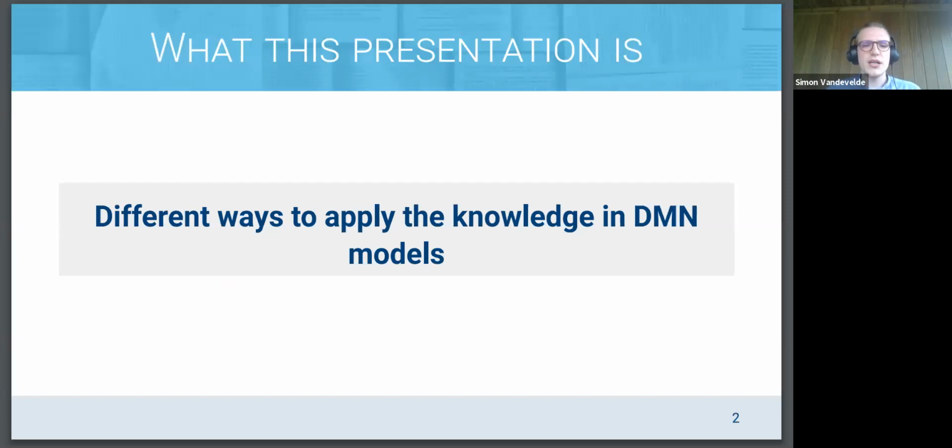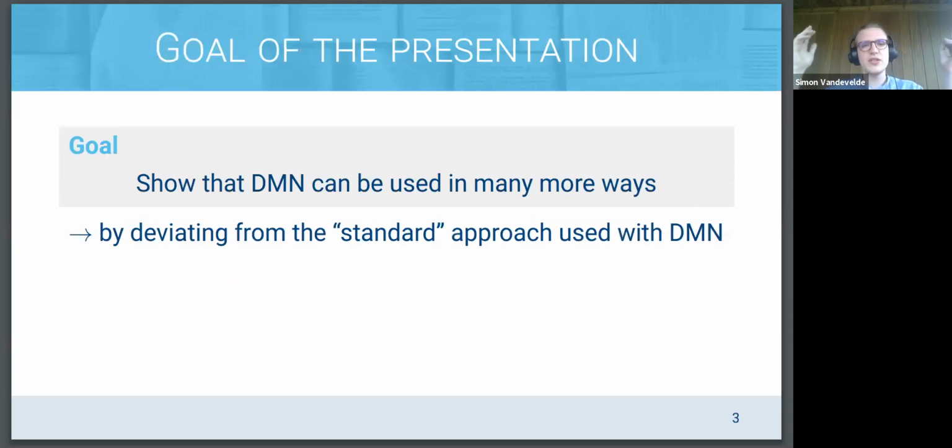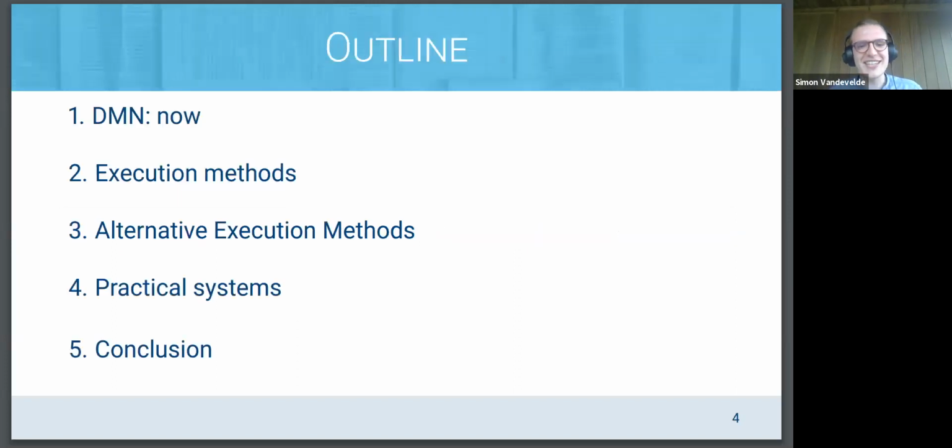Right. So the goal of the presentation is actually to show that DMN, as we currently have it, can be used in many more ways, like Jacob also mentioned, and we can do that by deviating from the standard approach, so to speak, with DMN. And one thing that you might notice me doing throughout the entire presentation, I will make a lot of air quotes just to cover myself in case I say anything dumb, so I can always cower behind the fact that I didn't mean it. So let's continue on.